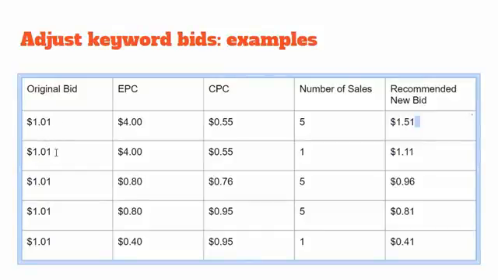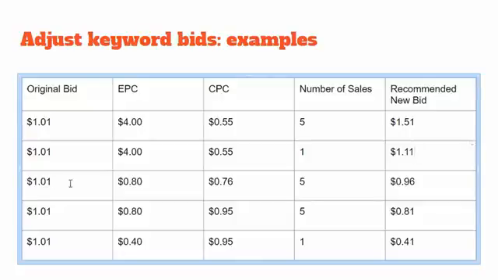The original bid is $1.01, the EPC is $4, and the CPC is 55 cents. But it has only generated 1 sale, compared to 5 sales in the first situation. In this case, I just don't have enough data to confidently say that this keyword is going to be highly profitable for sure. But I still need to increase the bid because it is indeed profitable. So in this case, I would only increase the bid mildly, from $1.01 to $1.11.